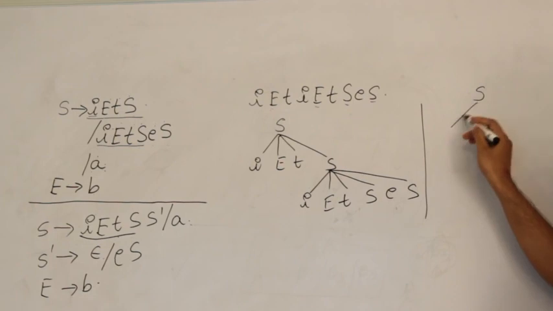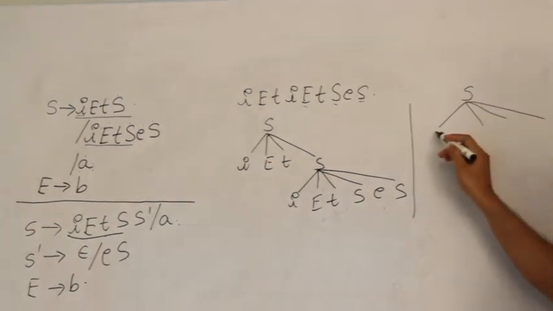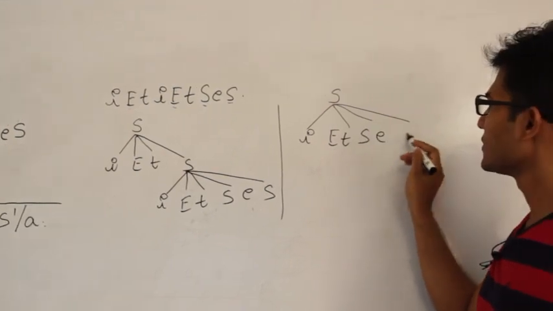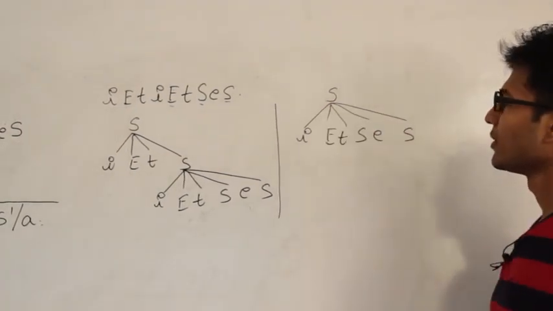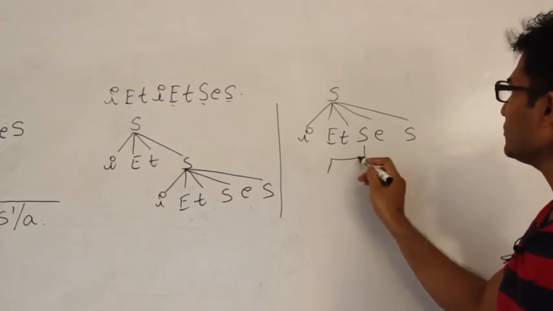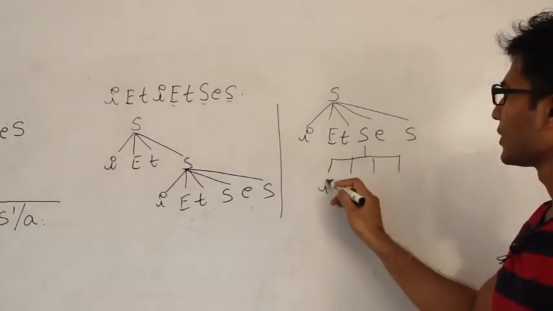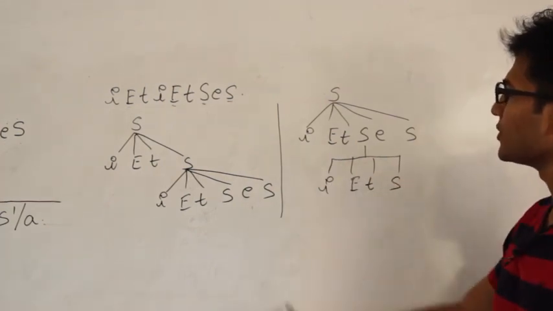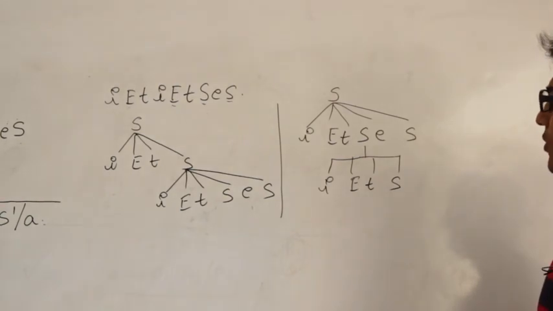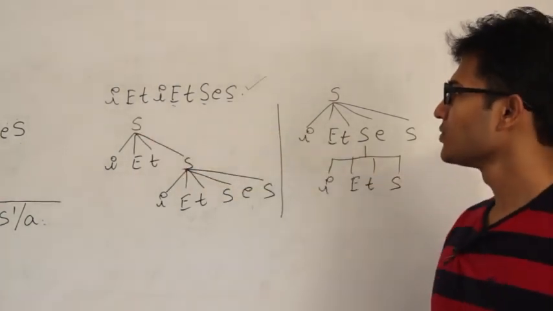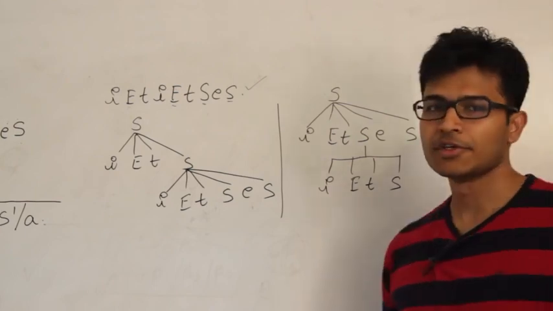S derives I, E, T, S, E, S, and then this S derives I, E, T, S. Yes, we got two parse trees, right? Therefore, for a given string, we got two parse trees from the original grammar. So we can say that the grammar is ambiguous.